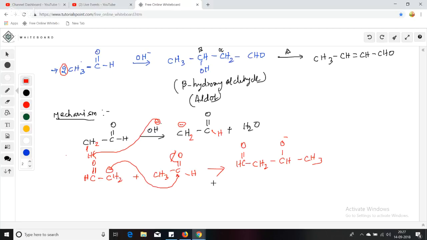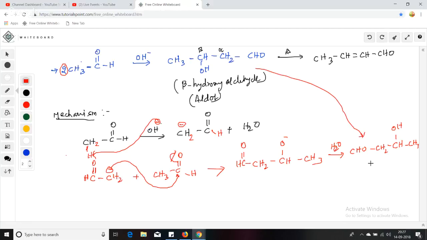What do we have to form? CHOH, right? We have to form CHOH. This negative charge, that O minus, we have in presence of H2O. Now we have H2O here, so this takes this H plus and it forms CHO, CH2, CHOH, and then we have CH3, CH3. You see, this is the alpha and beta position. This product is nothing but beta hydroxyaldehyde.